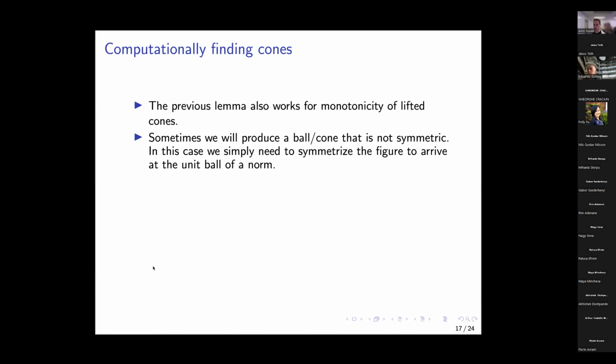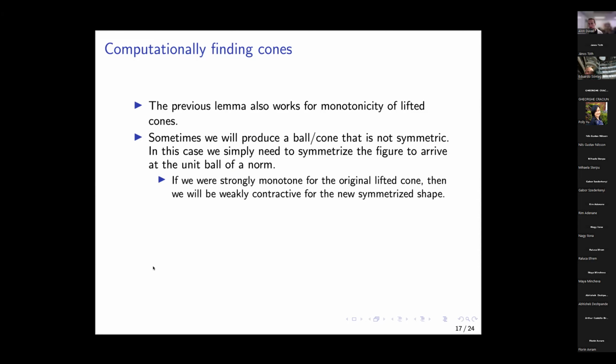And going back to the remark, sometimes the ball is not symmetric, or the lift is a cone, and then we can just symmetrize and get a figure that is symmetric and will work. And we're going to want weak contractivity instead of non-expansivity. We're going to do that by checking a strong monotonicity condition. And if the lifted cone is strongly monotone, once we symmetrize, we'll get a weakly contractive figure.